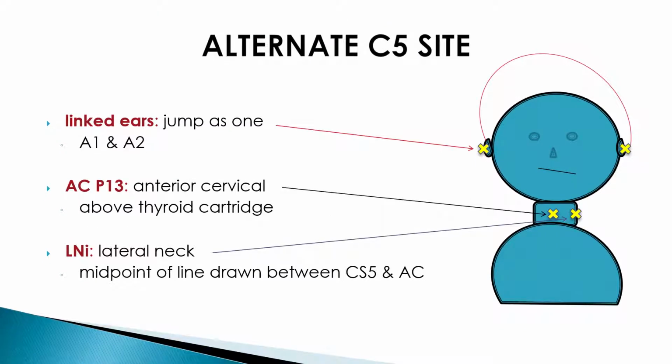An alternate to C5, if they're doing a posterior cervical case, of course the incision's going to be there, so you're not going to be able to use the posterior neck. You can use linked ears. Place one at A1 and A2, jump them together as one into your head box. You can use the anterior cervical area, where you place the needle right above the thyroid cartilage. You can also use the lateral neck. It's the midpoint of the line drawn between C5 and the anterior cervical, so basically on the side of the neck.